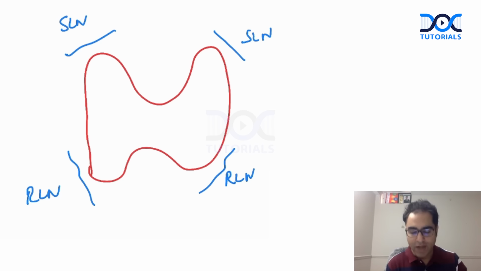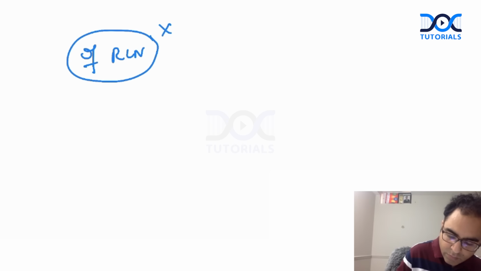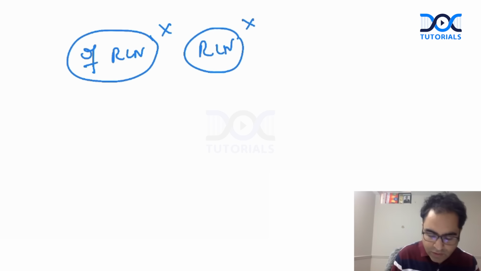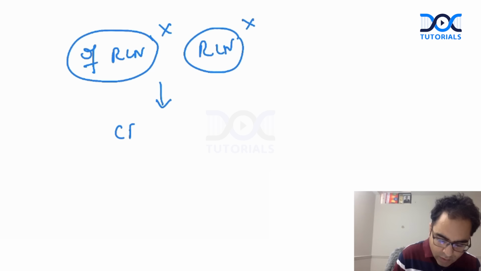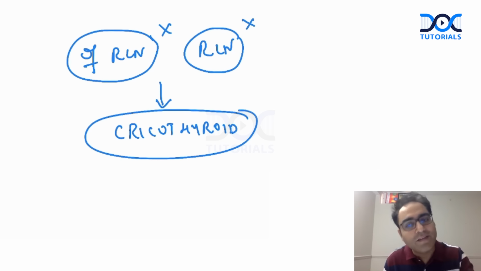Okay. Now, let us discuss what happens if both side RLNs get damaged during thyroid surgery. Bilateral RLN injury during thyroid surgery, practical MCQs, beta. Which muscle is still working? Cricothyroid. Why? Because we just said that all muscles of the larynx are supplied by the recurrent laryngeal nerve except cricothyroid.